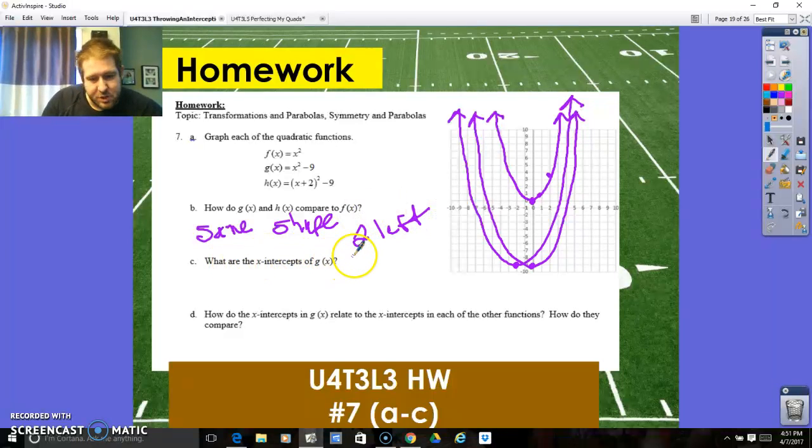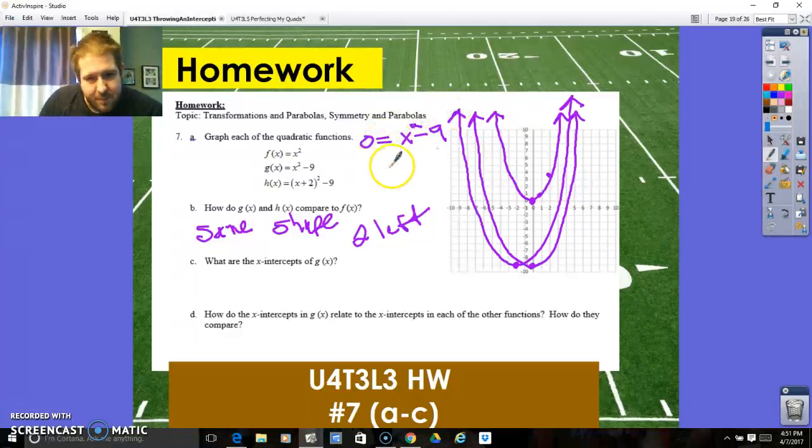What are the x-intercepts of g of x? Oh, I would need to actually solve that. I don't have the graphing calculator on me. G of x, when does that hit the x-axis? When it has a y of 0. So what I can do here is set it equal to 0. 0 equals x squared minus 9.